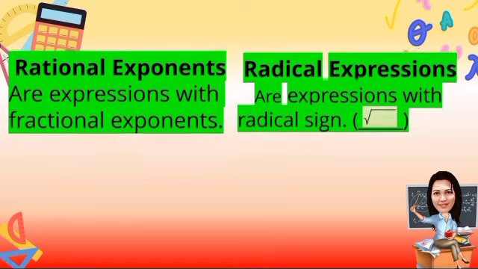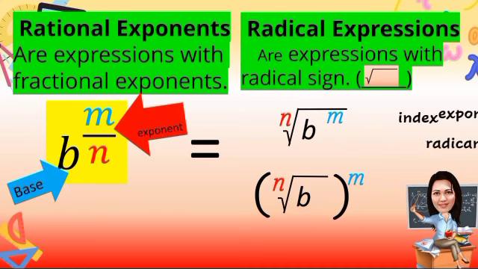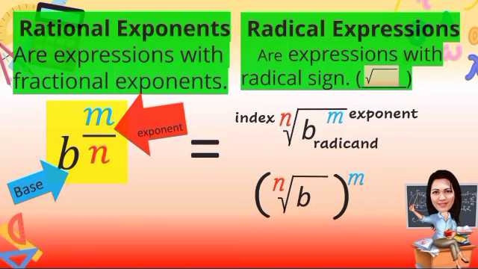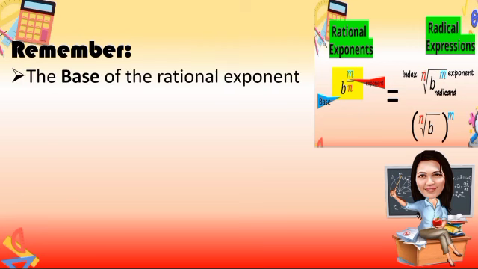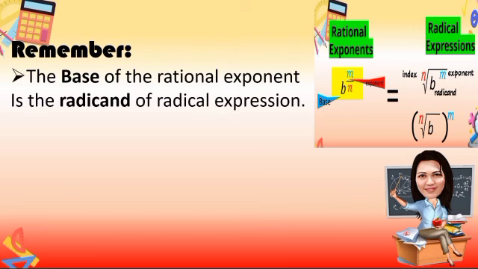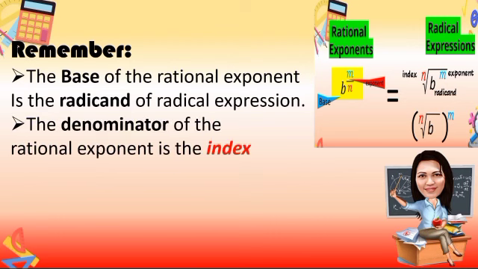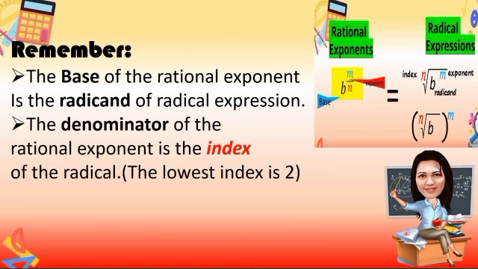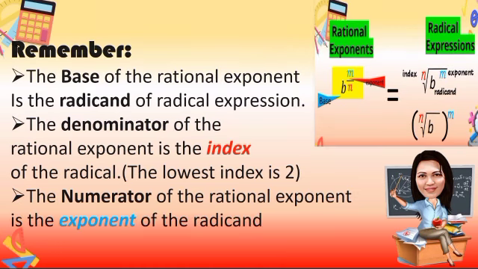Now, let's recall. Rational exponents are expressions with fractional exponent. Radical expressions are expressions with radical symbol or square root sign. Remember, the base of the rational exponent is the radicand of the radical expression. The denominator of the rational exponent is the index of the radical, and remember that the lowest index is 2. The numerator of the rational exponent is the exponent of the radicand.